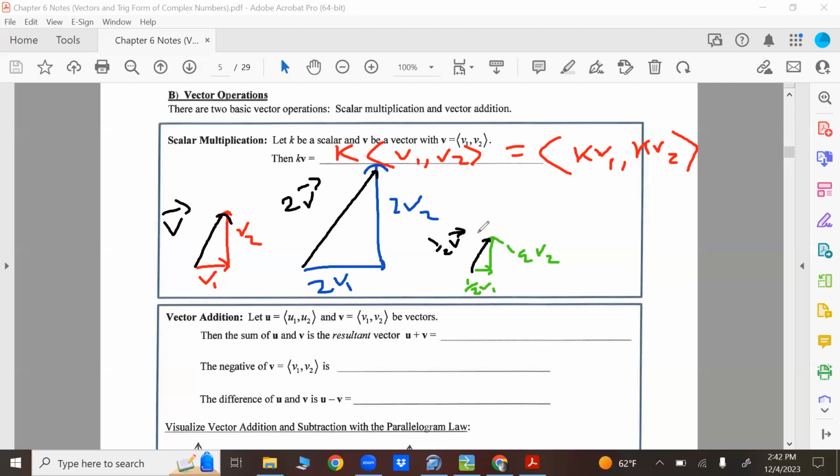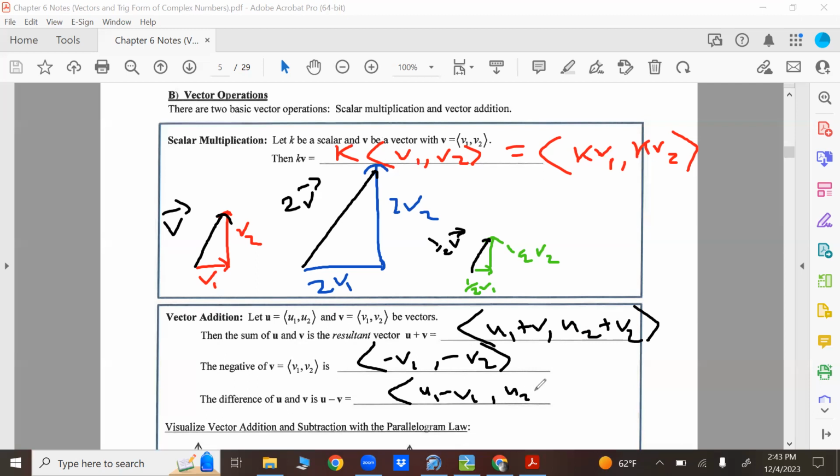By the way, K can be negative also. That reverses the direction. We'll talk about that too. Okay, vector addition, really, really easy. You just add the components. So here you just do U1 plus V1, U2 plus V2. That's it. If you have a negative, keep the negative. If you subtract, subtract. So it'd be U1 minus V1, U2 minus V2.